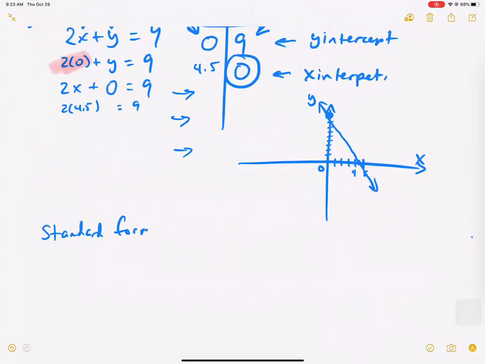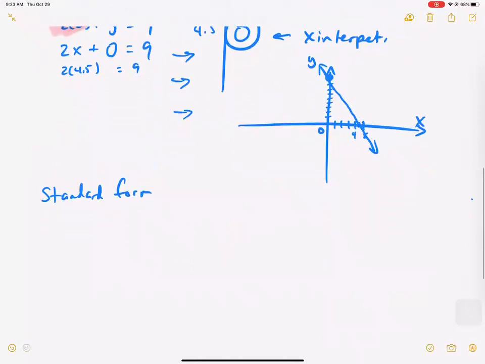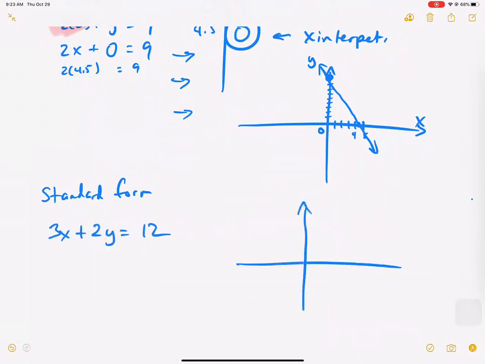And when I say standard form, x and y are on the same side. If I say 3x plus 2y equals 12, now this one looks like it might be harder, right? So I'm going to do my x and y table right now, just so I have some organization. Once you guys get good at this, you won't need it anymore.